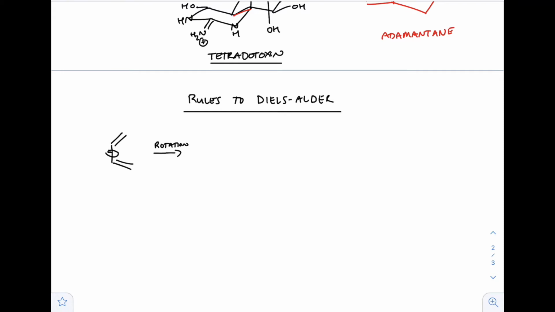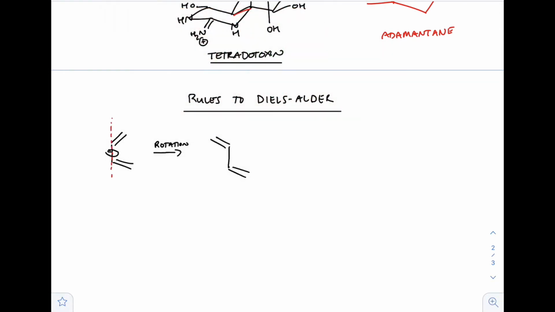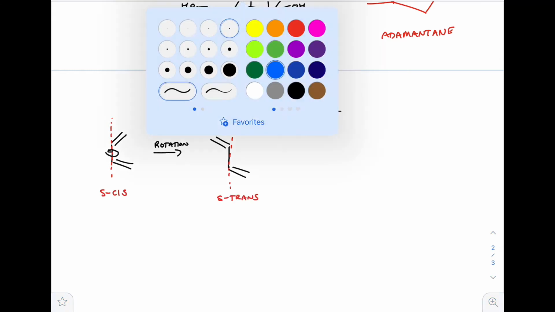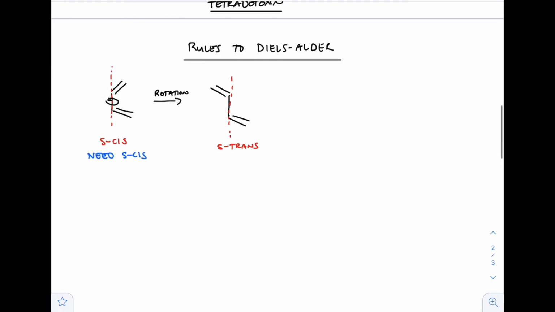Okay, so there are some rules to Diels Alder to make it work. Remember, this butadiene can actually rotate about that sigma bond, and we draw this plane in here, right? That makes it an S-cis conformation or an S-trans conformation when you get rotation about that bond. For Diels Alder to work, we need the S-cis conformation. If it's rotating, it's obviously going to be in two different conformations, but we need it in this S-cis conformation to undergo the Diels Alder reaction.